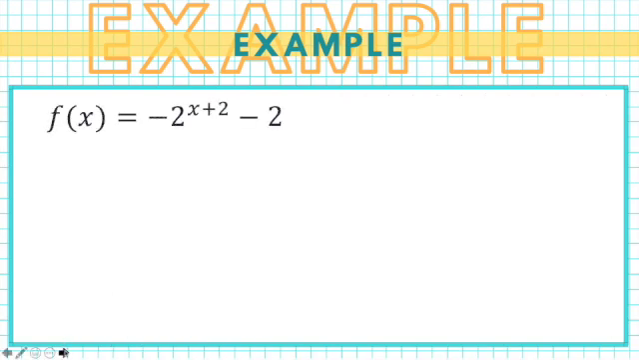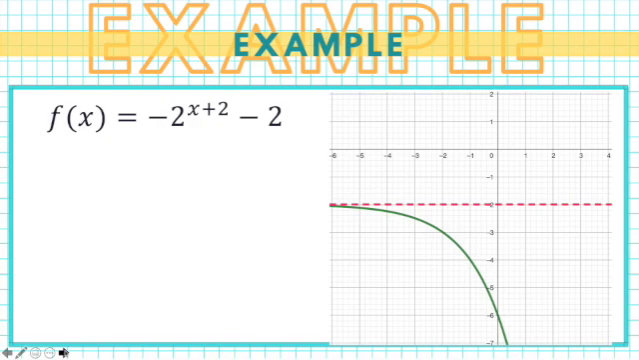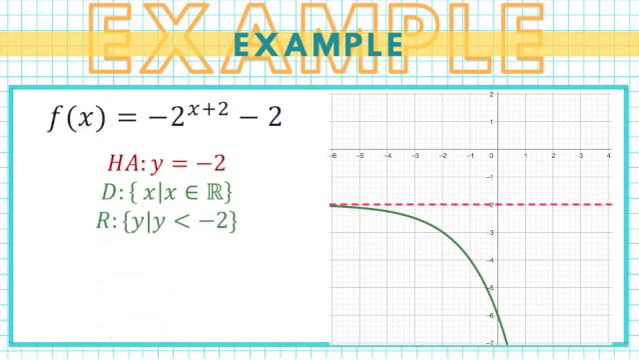So, let's try this example. We have the function f(x) = -2^(x+2) - 2. If you're going to graph this function, the graph would look like this. Again, we take a look at the asymptote. The asymptote is the line y = -2. So, it is this line right here. Next, the domain is the set of real numbers, and for the range, notice that the points are below negative 2. Therefore, the range is y such that y < -2.